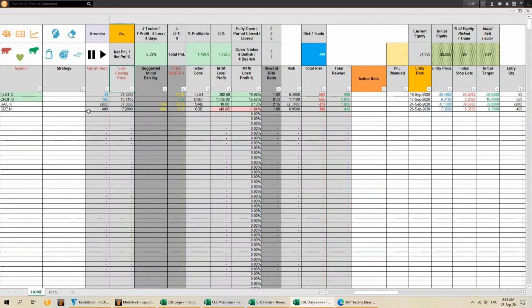Now, when you are in a trade, for example, now I am in multiple trades. Few trades I logged earlier and one trade I logged just now. The quantity in hand column, if it is non-zero, then I have a trade in that stock. And if the quantity in hand is negative, then I have a short position. If it is positive, I have a long position.